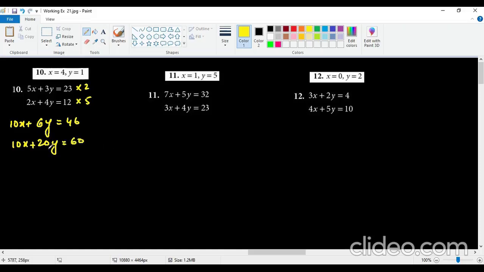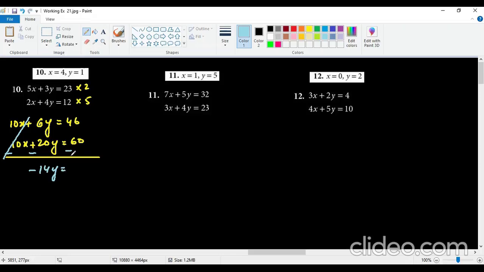Making a straight line and subtracting these two, changing the sign first, 10x becomes negative 10x, plus 20 will become negative 20, and plus 60 becomes a negative 60. These two are cancelled, and the minus 20 plus 6 is going to give us a negative 14y equals 60 minus 46.